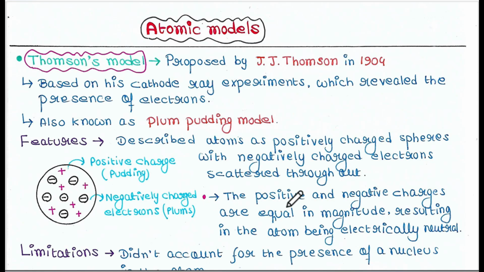The positive and negative charges are equal in magnitude, resulting in the atom being electrically neutral. So you can see that the positive charge is 1, 2, 3, 4, 5, 6, plus 6. And the negative charge is 1, 2, 3, 4, 5, 6, minus 6. So both of them cancel out each other. That's why the atom is neutral.